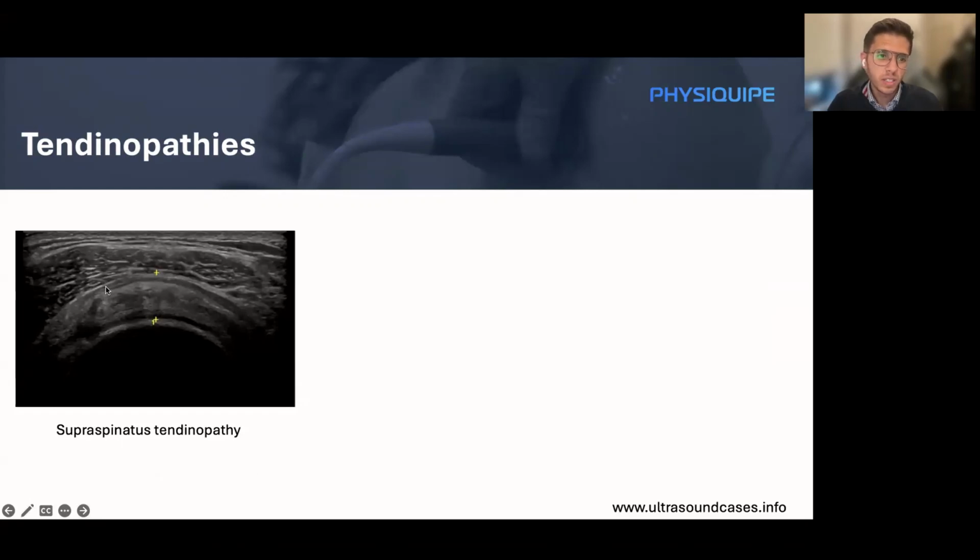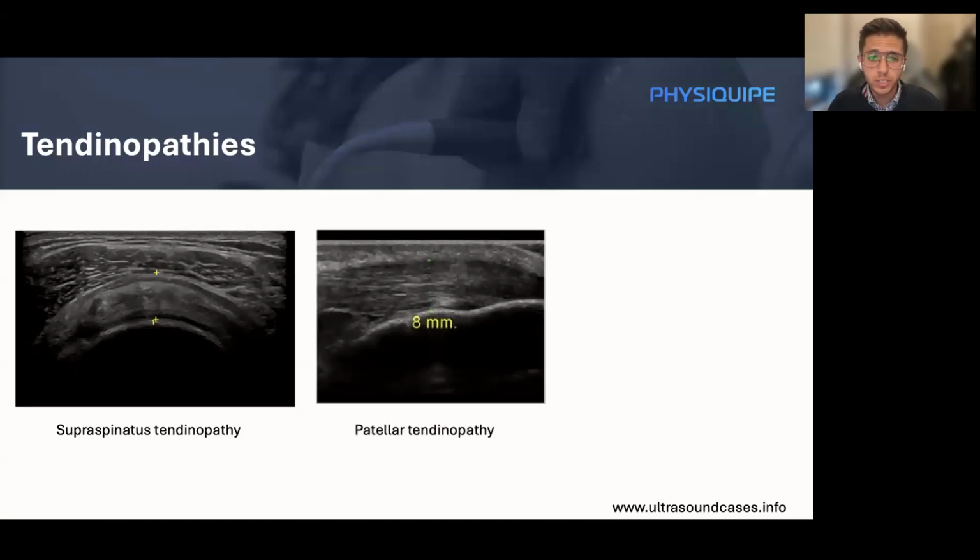And in this case as well, you can see a mild to moderately thickened subacromial bursa that sits just above the tendon here, where there's fluid. And that's usually a really nice space to inject for subacromial bursal injections.